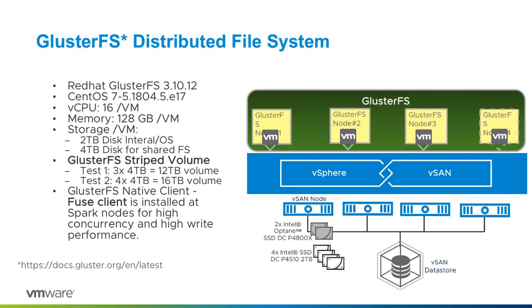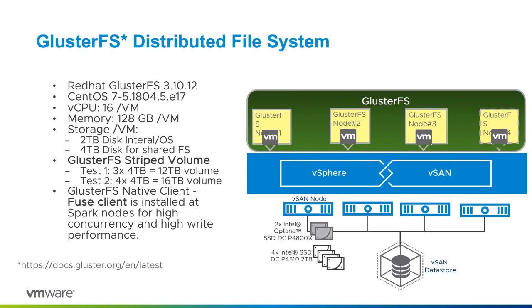Yeah, for the Gluster file system implementation, we have used the Red Hat Gluster file system 3.10.12. It's actually a set of virtual machines, and each virtual machine is a CentOS 7 release. Each virtual machine has 16 virtual cores and 128 gigabytes per VM.